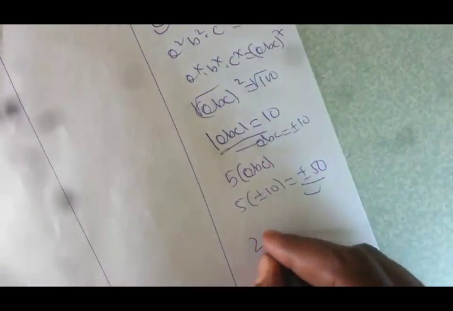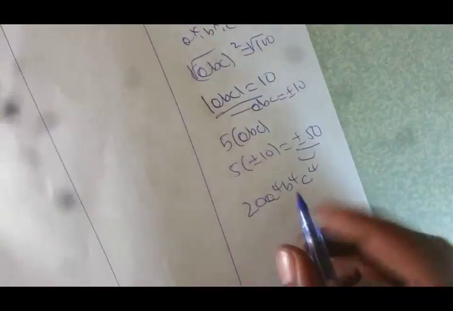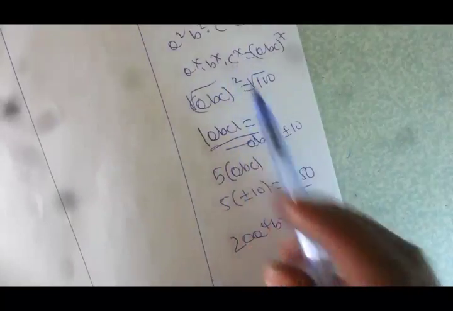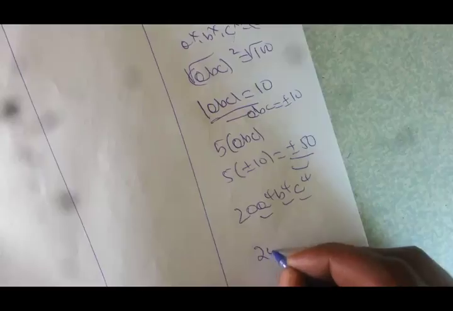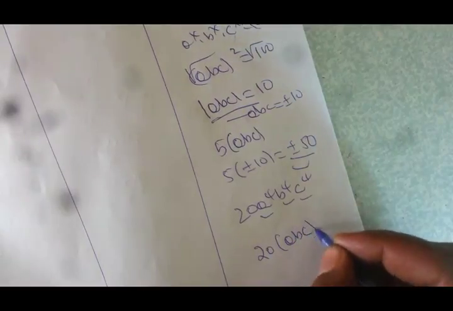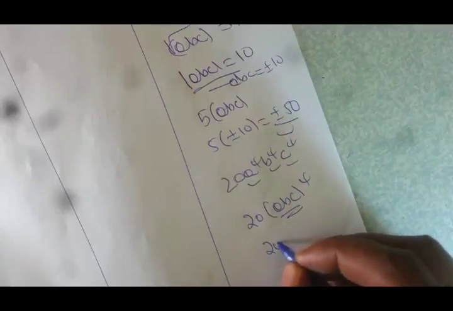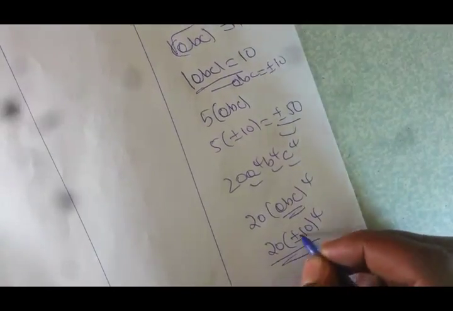20 times A raised to 4, B raised to 4, C raised to 4. This can be written as, from this property we have to multiply their base. Therefore, 20 times ABC raised to 4, and ABC is given as plus or minus 10. So, 20 times plus or minus 10 raised to 4. This will be our answer.